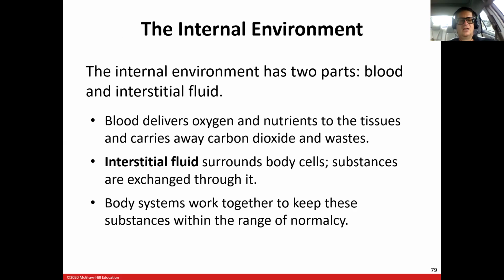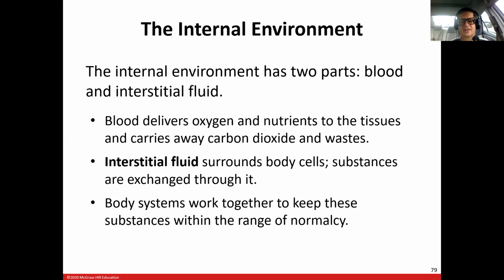Anyway. So blood delivers oxygen and nutrients to tissues, carries away carbon dioxide and waste. Yeah, we got that. Interstitial fluid surrounds the cells. Substances are exchanged through it. What substances? Things like carbon dioxide and waste are exchanged for oxygen and nutrients. That's how cells get the things they need and get rid of the things they don't want. It's also how chemicals get delivered. Say the blood delivers a hormone and the hormone goes outside the blood and activates cells. Well, that's how it would happen.